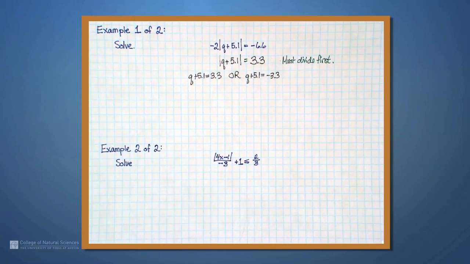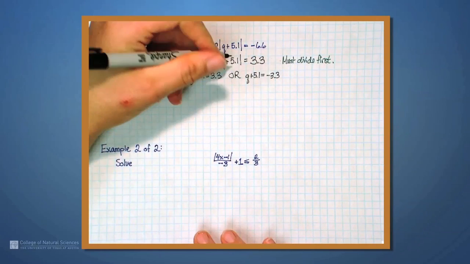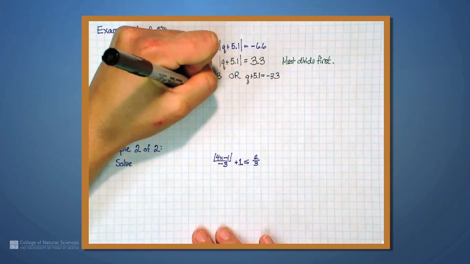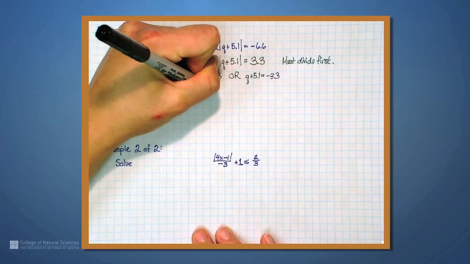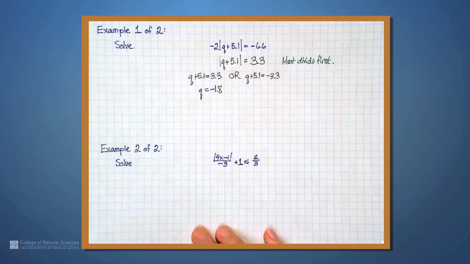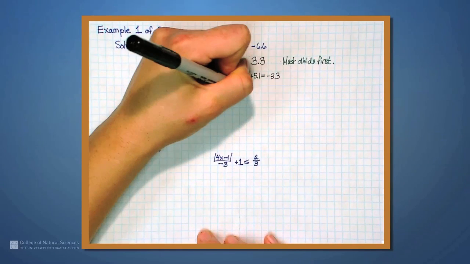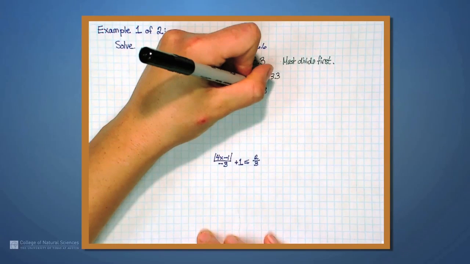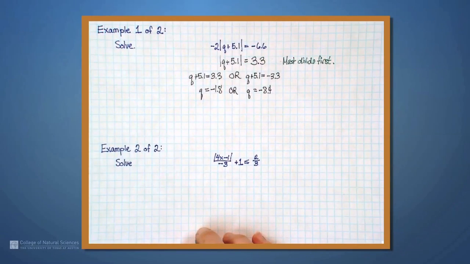I mean, these are easier equations. We like it when the equations are easy. So the final answers are Q equaling -1.8 or Q equaling -8.4, okay? This is a perfectly fine format for your answer if that's how you want to give it to me. There's another way that the book writes it. It's called set notation. It's just a different way of writing your answer.